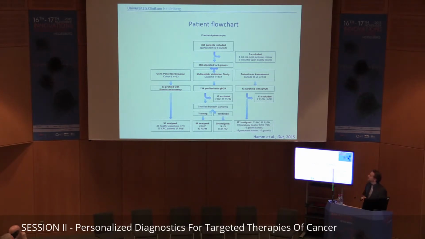First, we had the gene panel identification by using the Illumina microarray assay to delineate the candidate biomarkers, and then we extensively validated this in a multicentric study with a different method, namely qPCR. Once analyzed and finally delineated the genetic marker profile, we did a robustness assessment of this final panel of genes in another set of 133 patients comprising both colorectal cancer patients, healthy volunteers, but also other diseases to check for specificity of the assay.